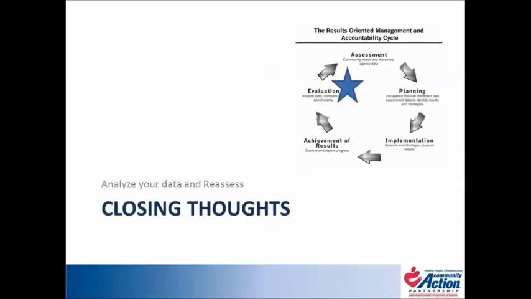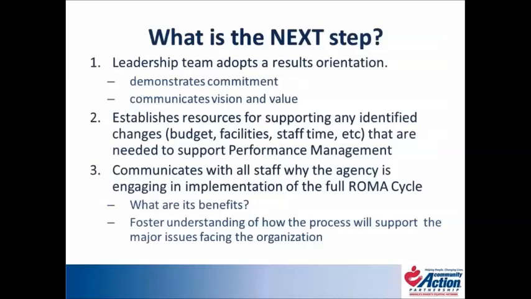Okay, I think that we just need a few things to identify that we need before we get started. So coming back to the beginning, looking at the assessment again, what are the next steps? We need a leadership team that has a results orientation and demonstrates this commitment. We have to have resources available for this part of the performance management framework, and we need to have communication across the agency with all the staff, not just community service block grant staff, but with the entire agency, so that we understand the benefits and how the processes of the ROMA cycle will support the agency.